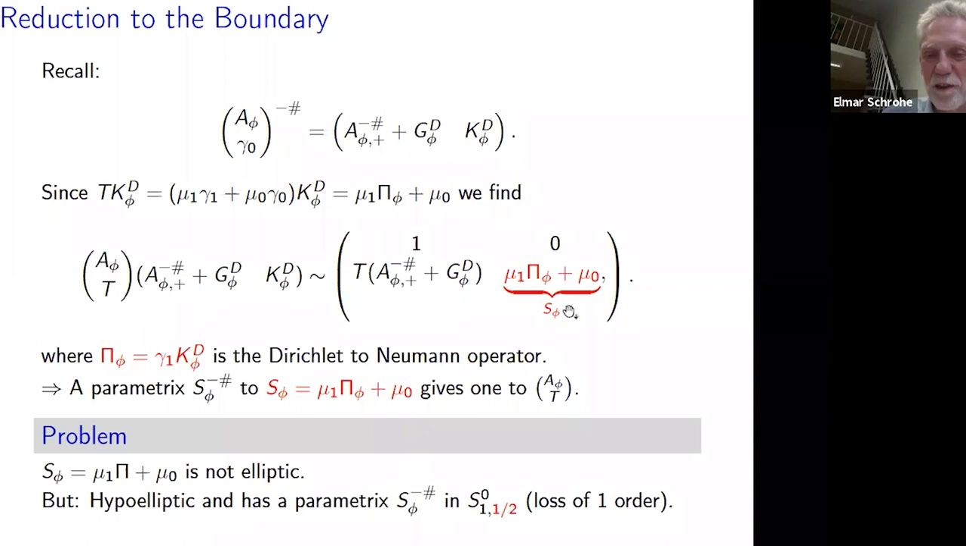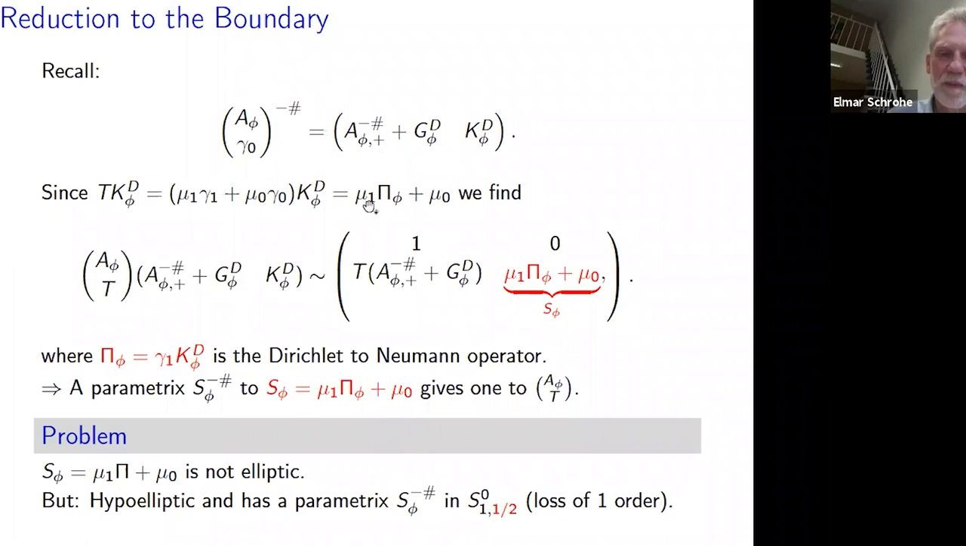And I sketched why this operator comes up. So in the lower right, you have the composition of T and K. But T is mu 1 gamma 1 plus mu 0 gamma 0. And you apply this to K. But K maps into the functions that have precisely the given boundary value. So gamma 0 K is the identity. And gamma 1 K is just the Dirichlet-Neumann operator, because this gives the solution to the Dirichlet problem and you take the normal derivative of it. So this composition here gives just this operator mu 1 pi plus mu 0.